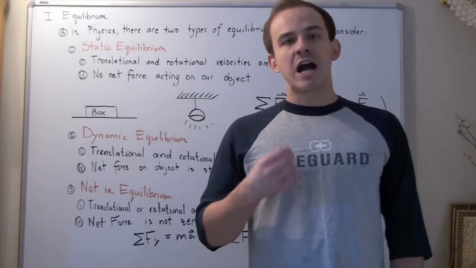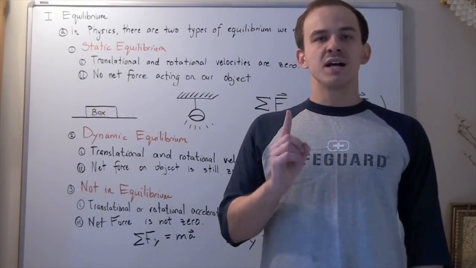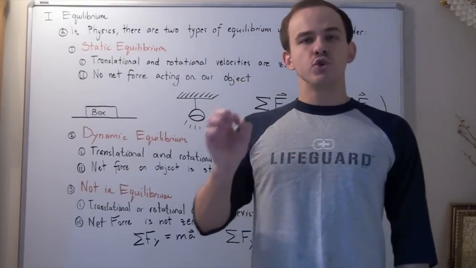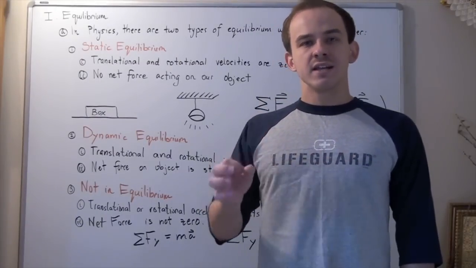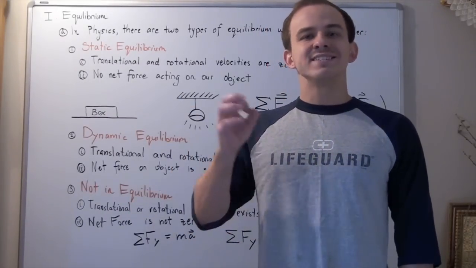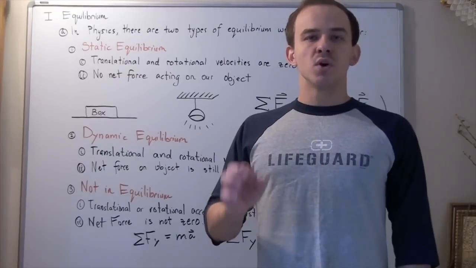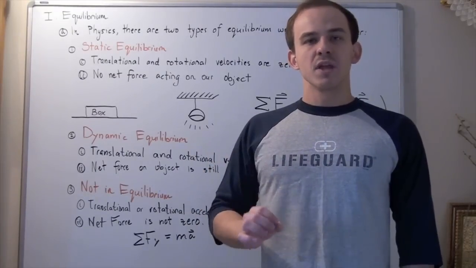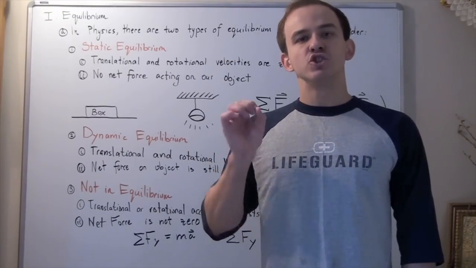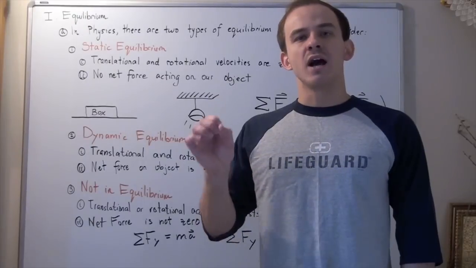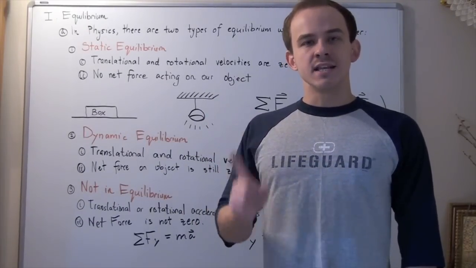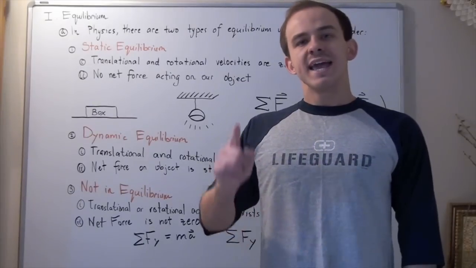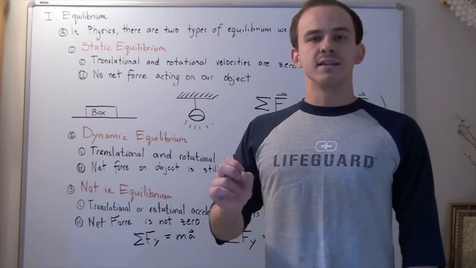So in this lecture, I will give a brief introduction to the concept of equilibrium as used in physics. Any object or system of objects can either be in equilibrium or not in equilibrium. Let's suppose our object is in equilibrium. What that basically means is that no net force is acting on our object. Our net force along any direction is zero, and that means our object is not accelerating in any direction.